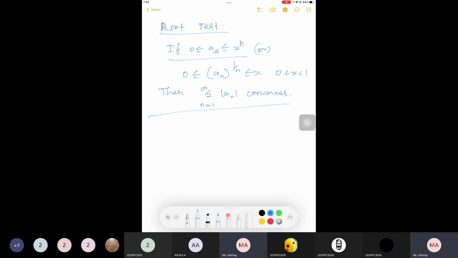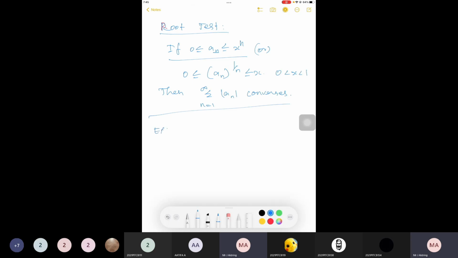Based on the condition we can verify the root test. Now we can see an example directly.